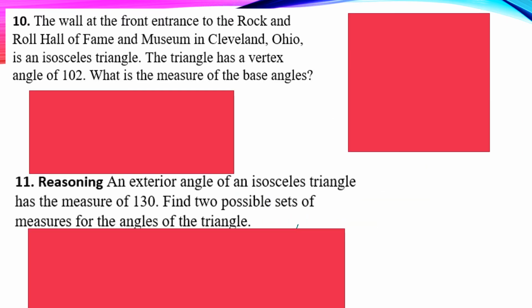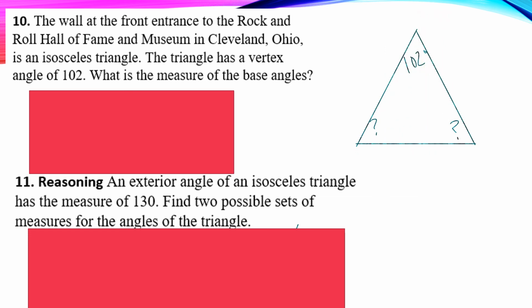Okay, so the wall at the front entrance to the Rock and Roll Hall of Fame and Museum in Cleveland, Ohio is an isosceles triangle. The triangle has a vertex angle of 102. What is the measure of the base angle? So basically, you need to draw a picture, okay? So I drew my picture here.